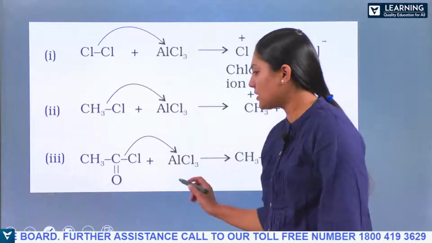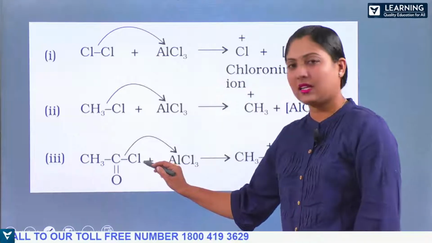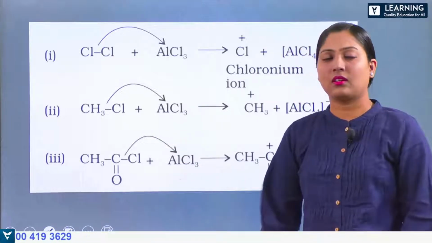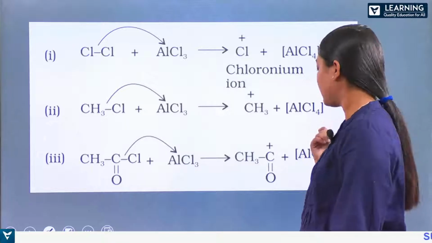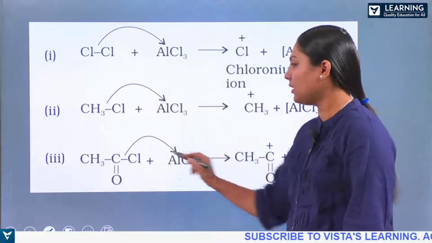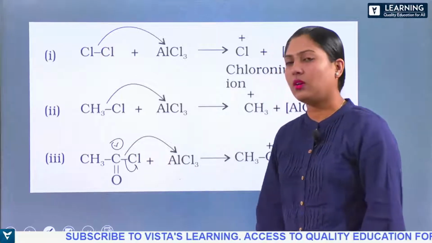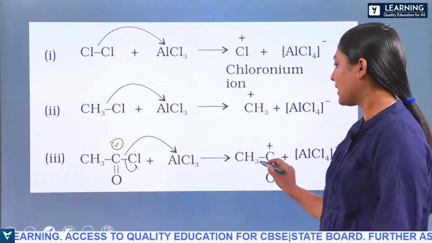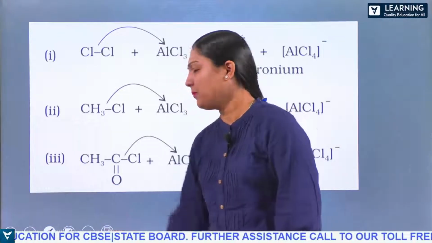Whereas if you see here, CH3, C double bond O, Cl, the acyl group is there. So this chlorine will again be taken by the aluminum chloride. We get aluminum tetrachloride, the AlCl4 minus ion. So we have this ion with positive charge on this carbon atom, because chlorine will take this bond. So carbon will lose one electron and become positively charged. Hence we get CH3, C double bond O plus, the acylium ion.